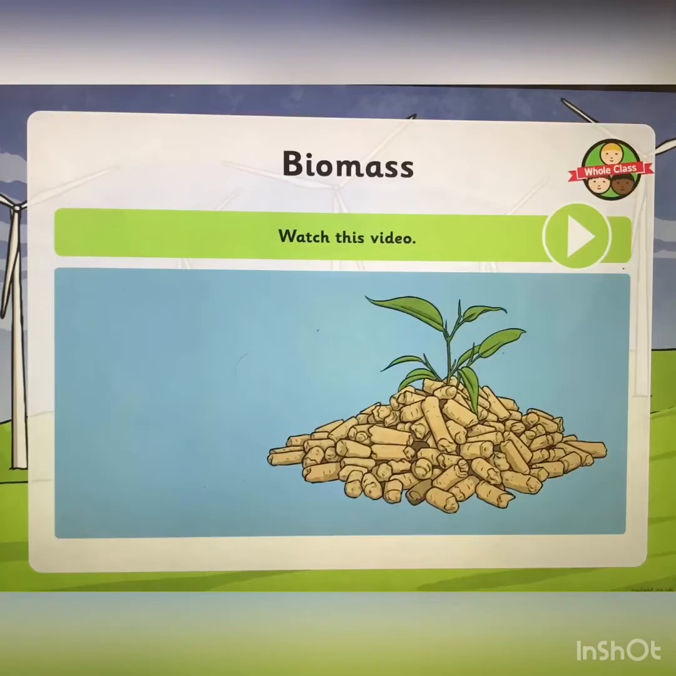So the last energy source we're going to use today is biomass. So in the folder, Mr. Mo has put two videos. One is a biomass song, and the other one talks about what biomass is. I want you to pause my video to watch those two videos in the folder now.